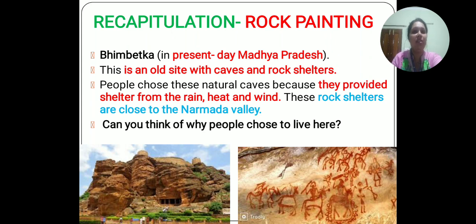These rock shelters are close to the Narmada River, and the second reason why they were staying in rock shelters was that it was nearby the Narmada River. So the water was also available, and the shelter was helping to save them from rain, heat, and wind. So these hunter gatherers were living in the rock shelters because it was near the Narmada River and it was protecting them from rain, heat, and wind. Can you think of why people chose to live here? Now you can give the answer.